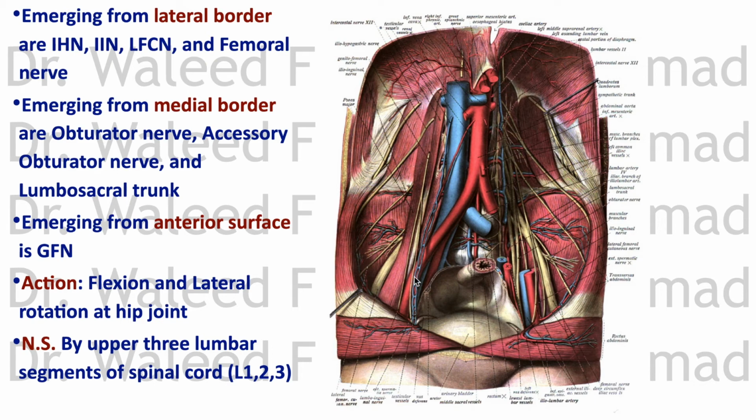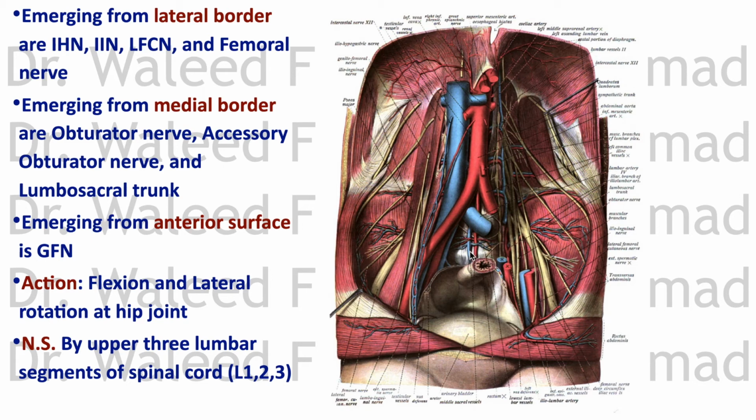Now, on the muscle, there is the genitofemoral nerve. You can see this nerve divides into two branches, a genital branch that goes into the inguinal canal, as we talked about before, and the femoral branch that supplies the skin of the upper medial thigh. Going medial to the muscles, we have the obturator nerve, accessory obturator nerve, and the lumbosacral trunk. See, all these nerves emerge from the substance of the psoas major.